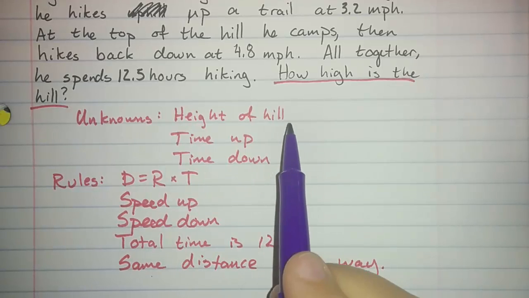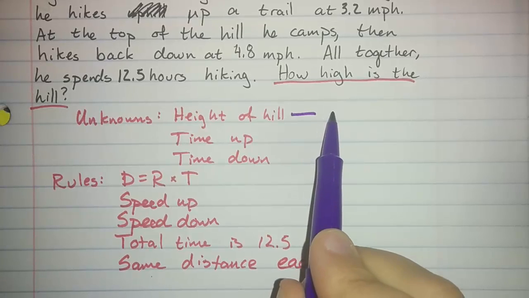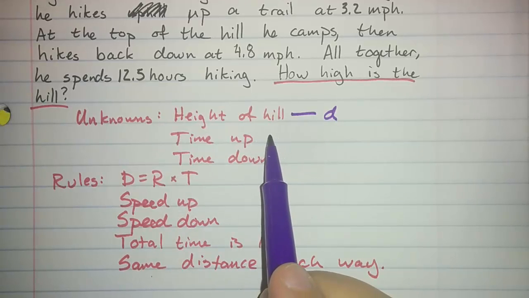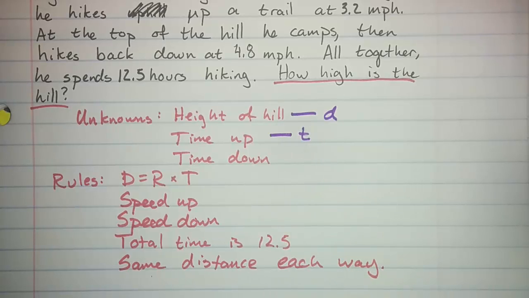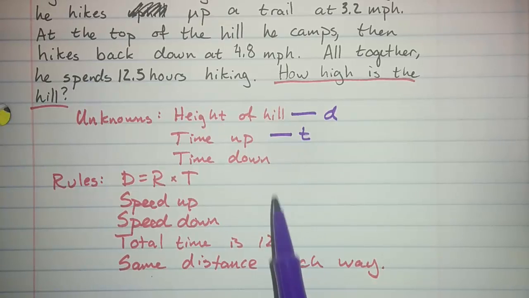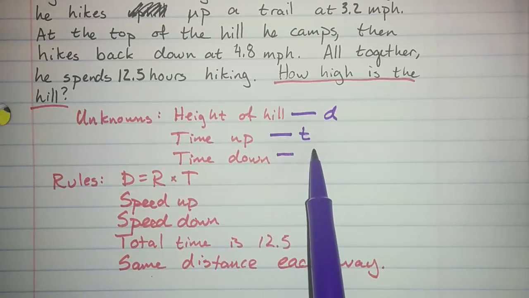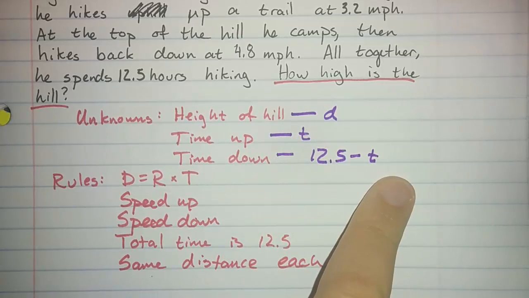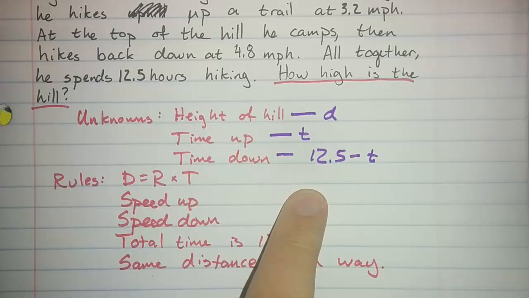Okay, so the height of the hill is the big thing we want to know. We'll call that D for distance. His time going uphill, let's call that T for time. His time going down the hill was probably different because he went faster. But we know that together they made 12.5, so his time going down will be 12.5 minus T. If they're going to add up to 12.5, this has to be the case.